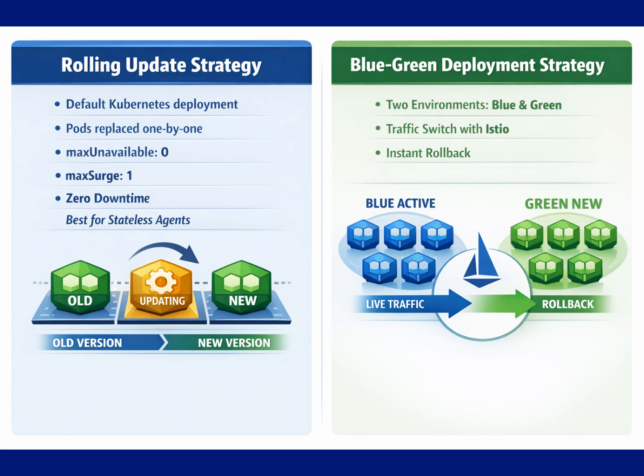First, the rolling upgrade strategy. This is the default deployment method in Kubernetes. Pods are replaced one by one, ensuring continuous availability. With max unavailable set to 0 and max surge set to 1, there is no downtime during the upgrade. This approach works best for stateless AI agents.